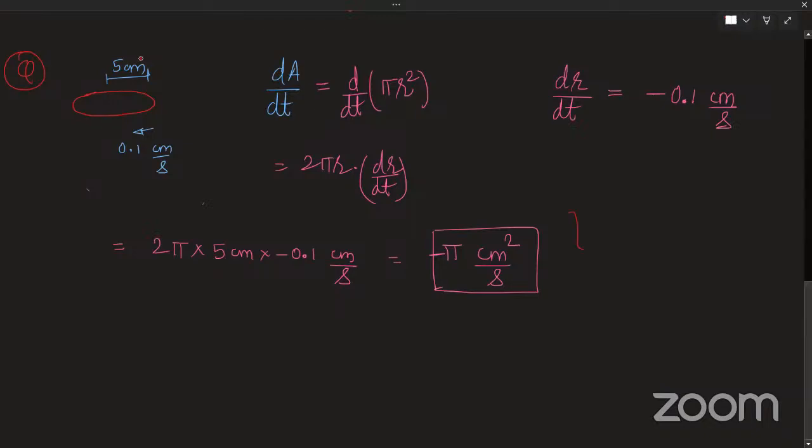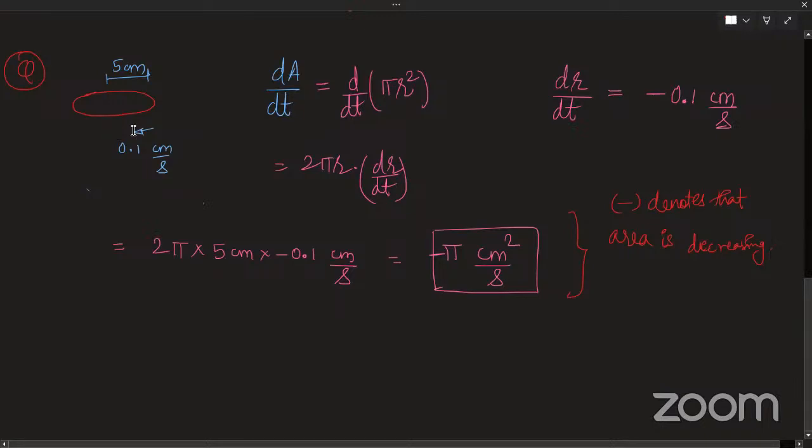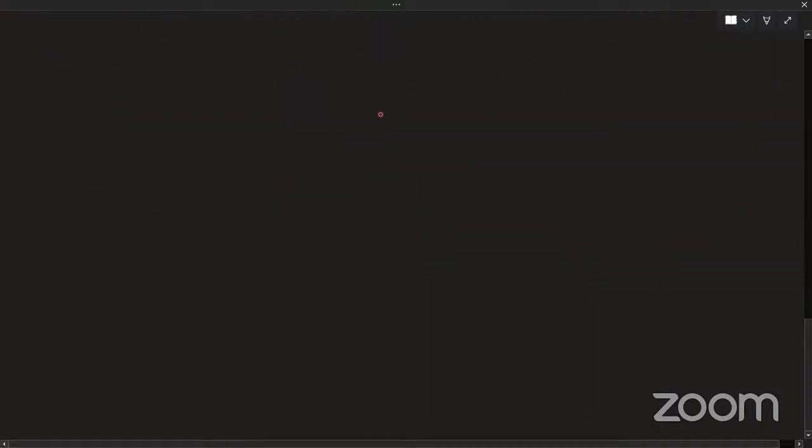So minus denotes that area is decreasing. Okay, this is what is meant by the word minus. Minus means that area is decreasing. If area is not decreasing, what will happen? I mean, if the radius is decreasing, obviously the area will also decrease, right? See, the radius is decreasing, so it is quite evident that the area will also decrease. That is why we have a negative sign in the answer.